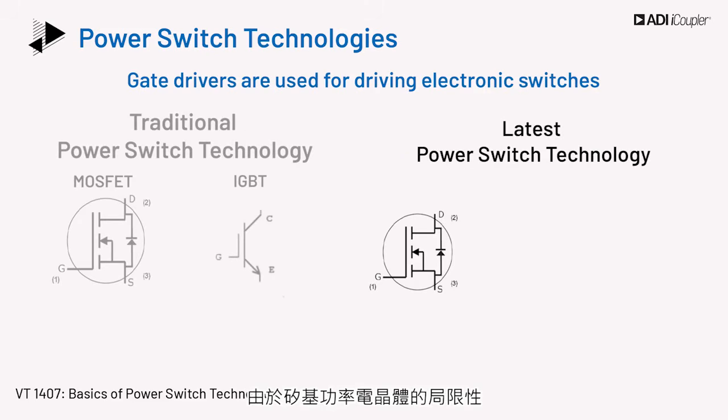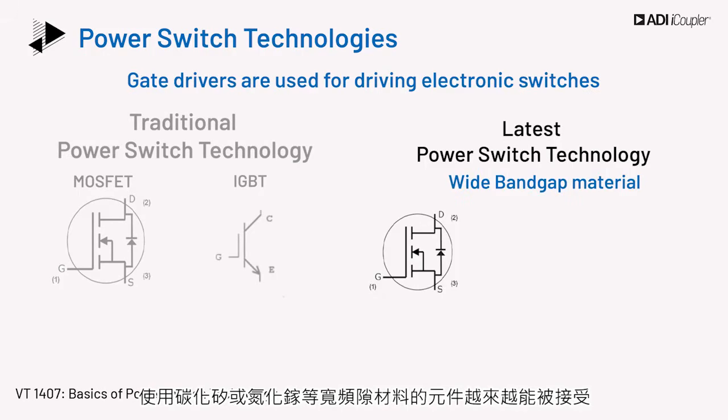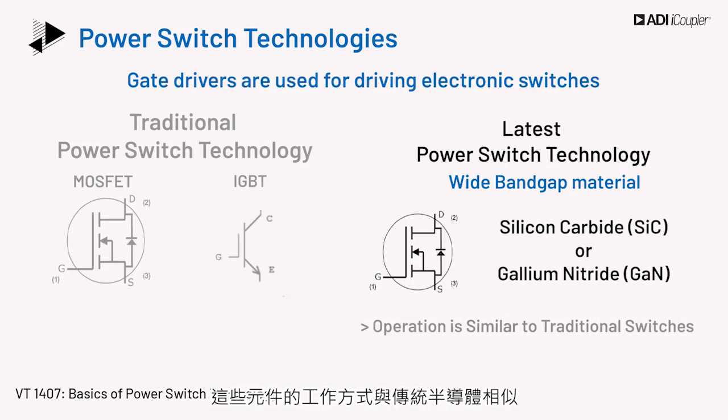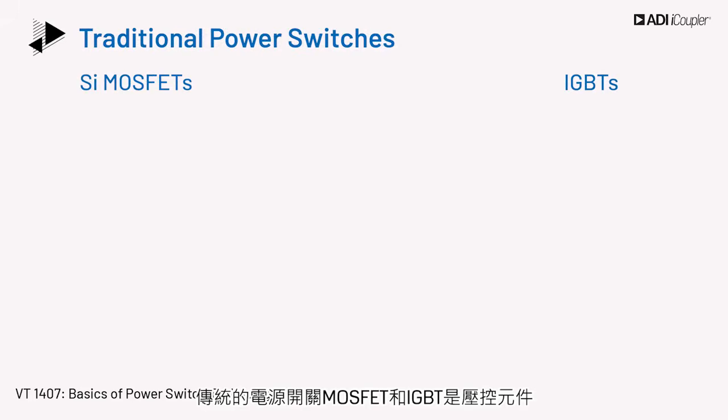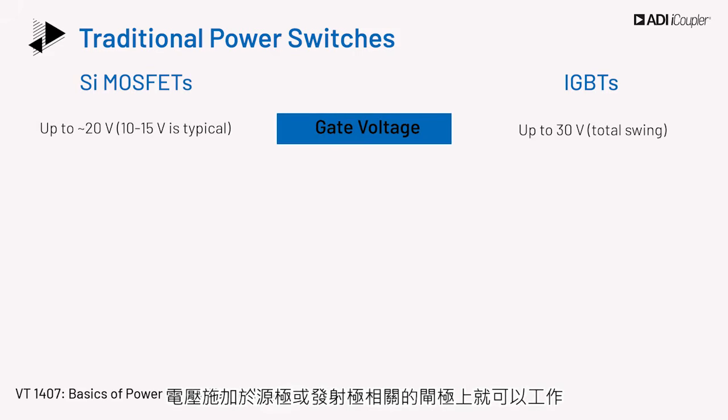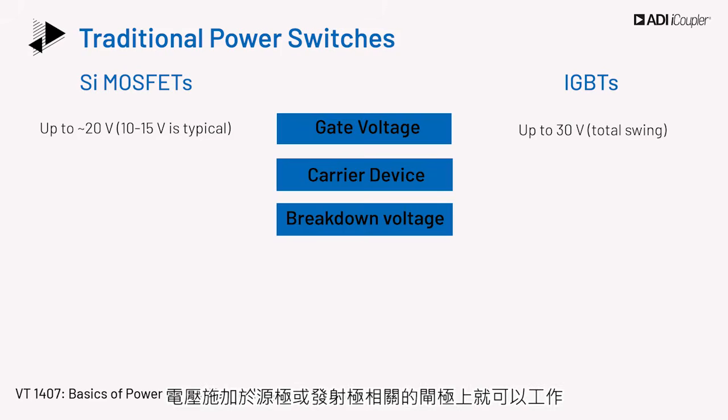Due to the limitations of silicon-based power transistors, devices using wide bandgap material such as silicon carbide or gallium nitride are finding increasing acceptance. These devices can be operated similar to traditional semiconductors, but are used for improved performance. The traditional switches, MOSFET and IGBT, are voltage-controlled devices, which can be operated when a voltage is applied to the gate relative to the source or emitter.